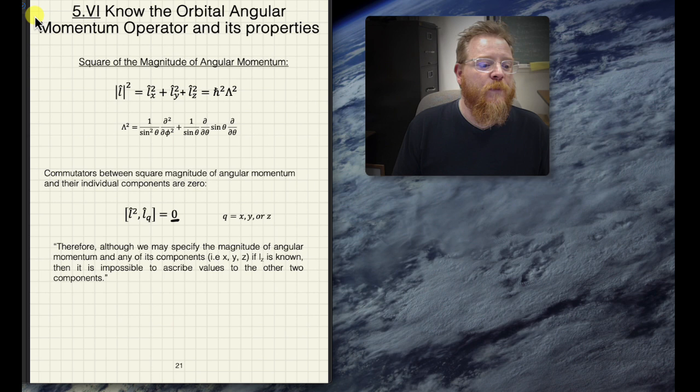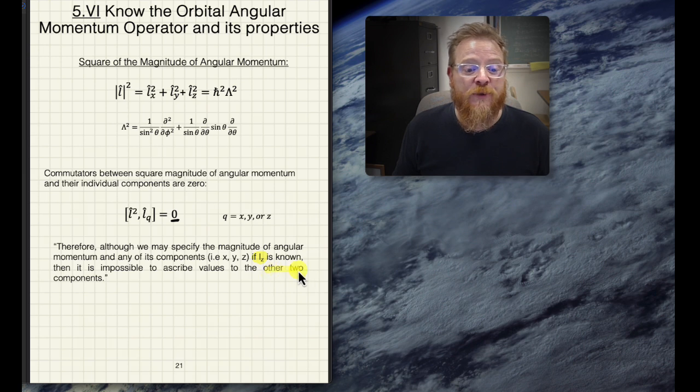So this creates an important distinction here. Although we may specify the magnitude of angular momentum and any one of its components, if Lz is known, then it is impossible to describe values for the other two components. And we're just picking Lz arbitrarily.